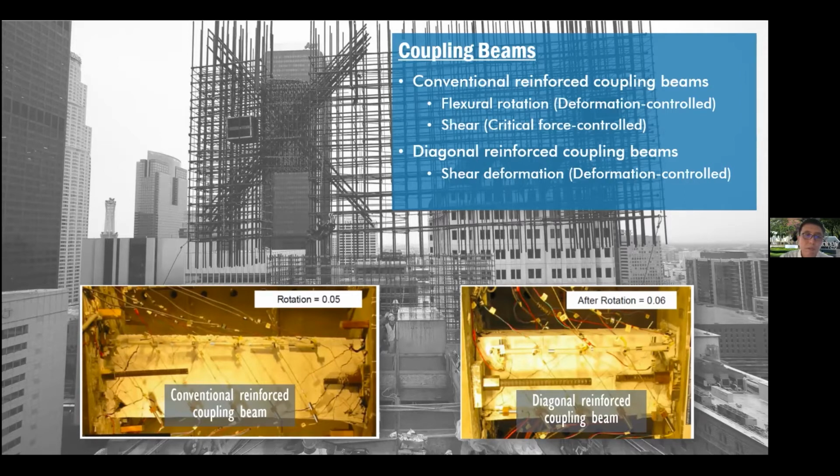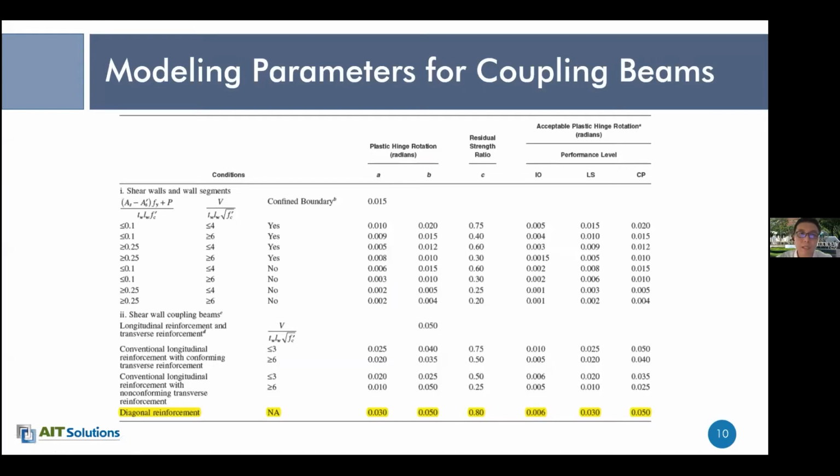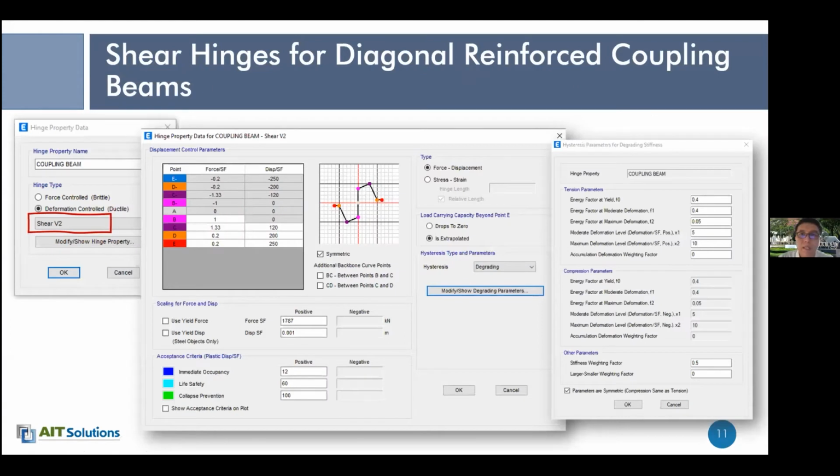In the photos, you can see the damage pattern of the diagonal and conventional reinforced coupling beams at a rotation level of around 0.05 to 0.06 radian. For the coupling beams, we use the ASCE 41 table for the conventional and diagonal reinforcement based on the provided details. For diagonal reinforcement, you can use only one condition, without the shear stress ratio. For collapse prevention, it is quite ductile, and you can go up to 0.05 radian. So these are the modeling parameters of the diagonal reinforced coupling beam.